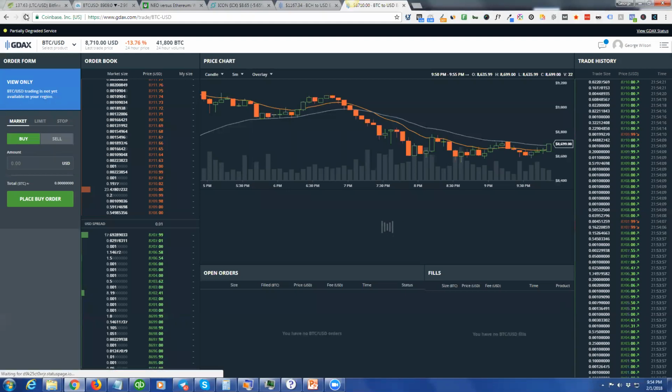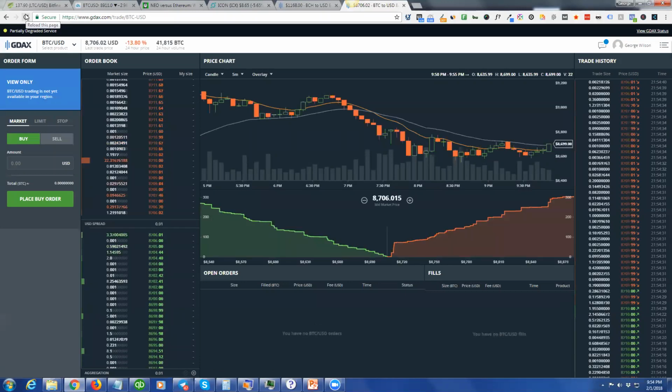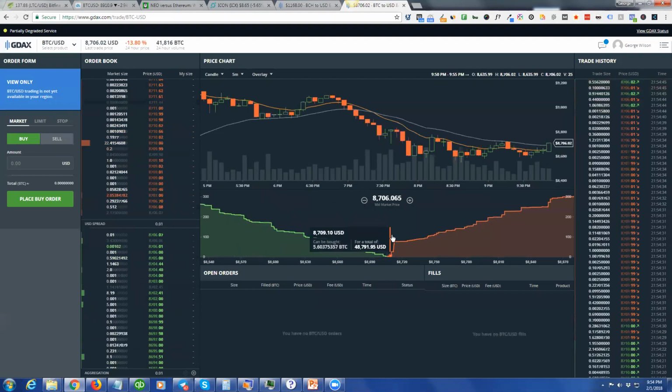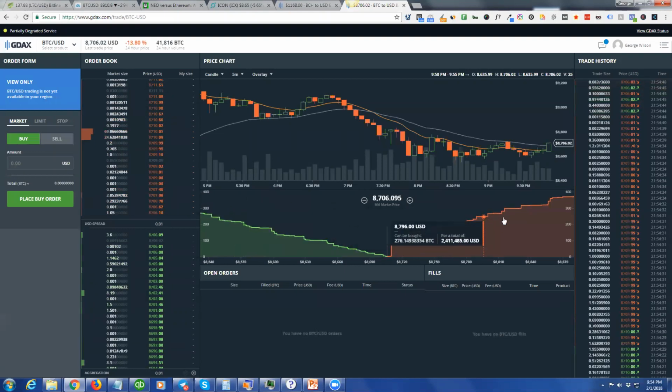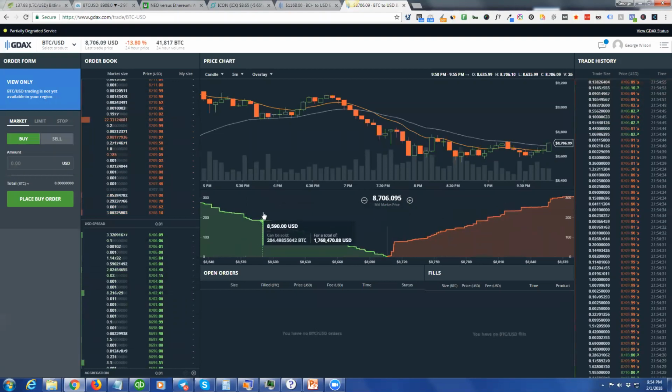Why is it not showing now? Look at that. Let me refresh that. So it gives you a graphical representation of the bids and the ask. You can tell, like right now, that it looks like we've got more people selling than buying. And you can actually go through and see how many Bitcoin it's going to take to get there.